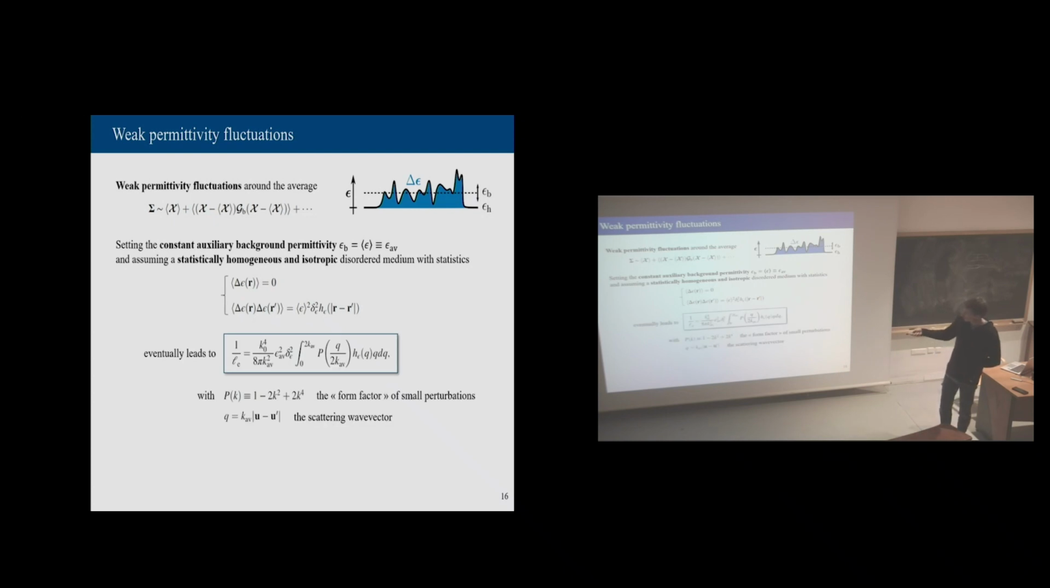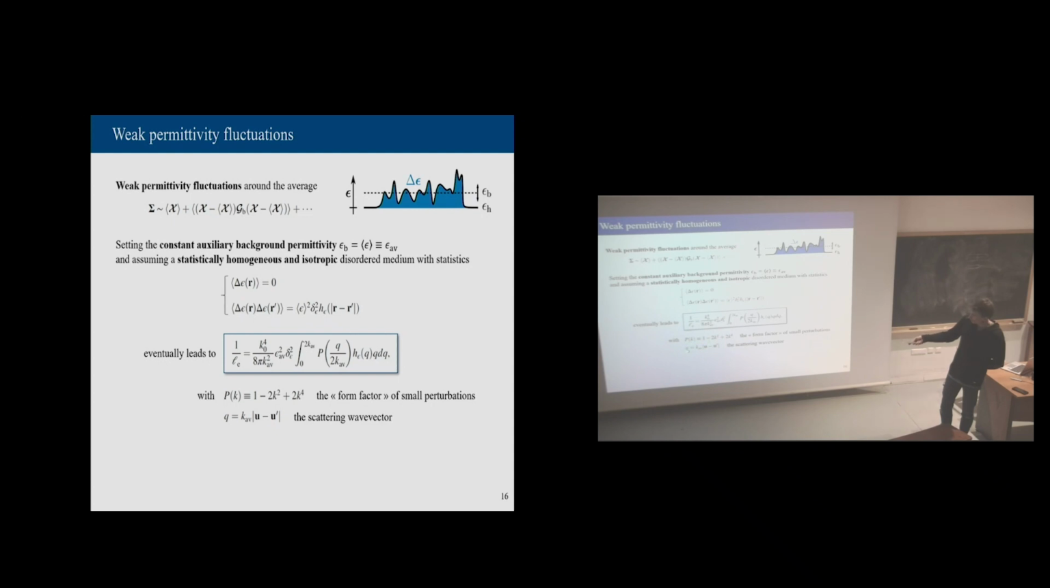Then, after a few steps, you end up with an expression for the extinction mean free path that is expressed as a function of the amplitude of the fluctuation. That's essentially this quantity, and an integral that involves the correlation function of the permittivity here. The function P here is essentially the form factor of a small perturbation. In Rayleigh scattering, this is what gives the donut shape for the scattered power, for instance. And this depends on the polarization and the scattering wave vector, this is very important.